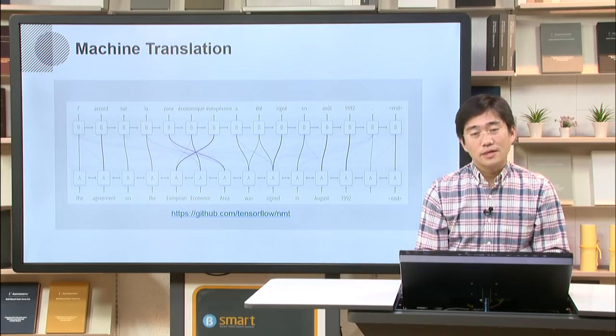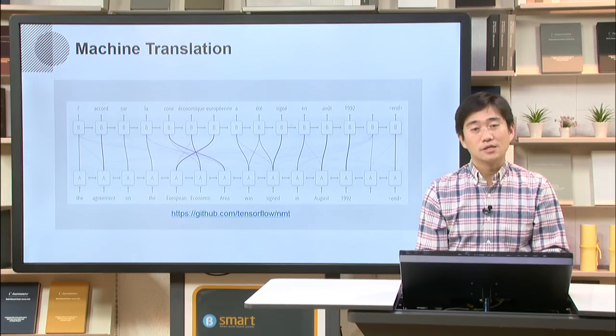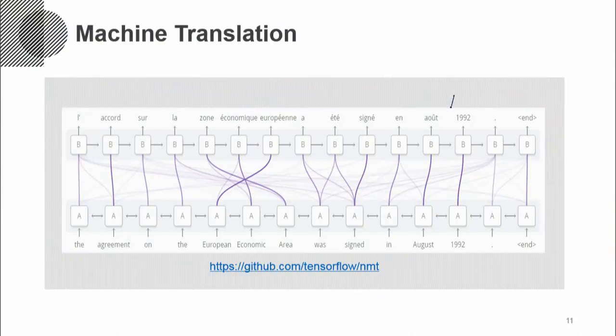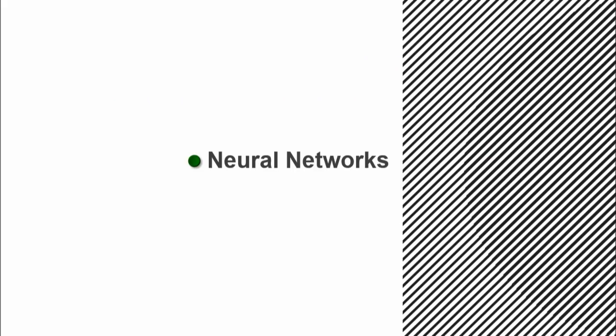Another successful application of deep learning is machine translation. Given a sentence in one language, it can generate the corresponding sentence in another language. Machine translation performance became much higher after using this deep learning approach.